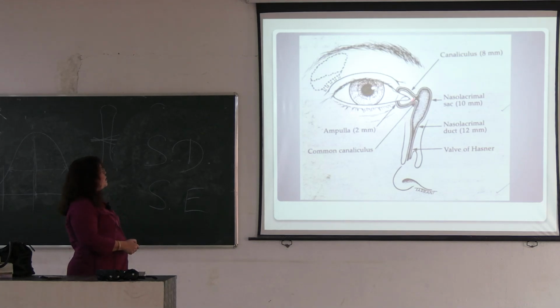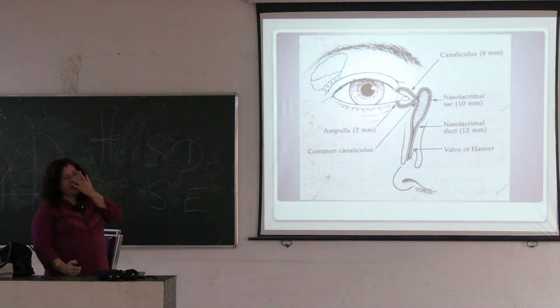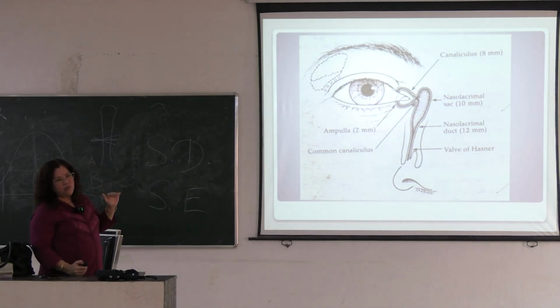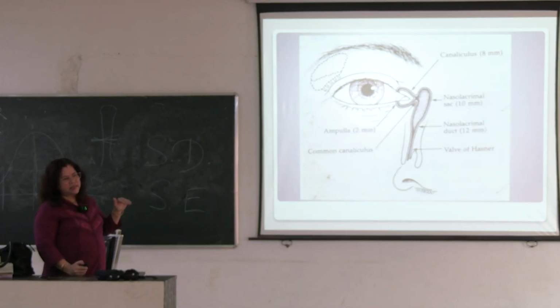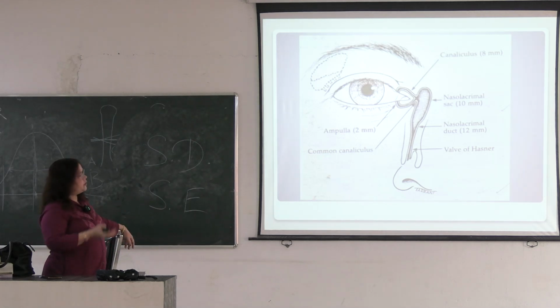One valve is present here, that is called the valve of Rosenmuller, and another valve is present at the level of the nasolacrimal duct where it opens into the inferior meatus, that is called the valve of Hasner, which prevents the reflux of the contents of the nose upwards and prevents retrograde infection.